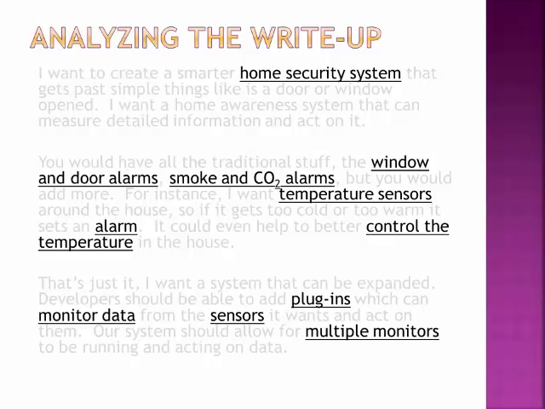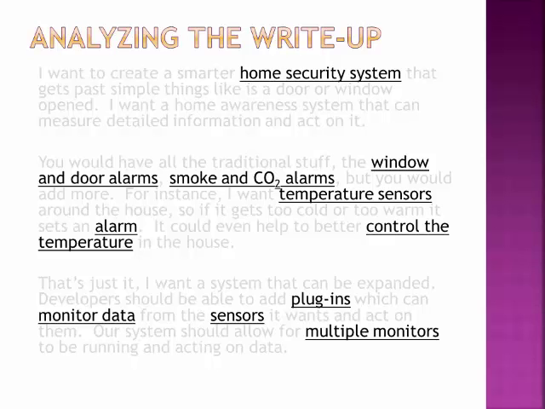You can see the system. What system? The home security system. Window and door and alarms. Smoke and CO2 alarms. Different types of alarms that are out there. Sensors. In this case, specifically a temperature sensor, and again, another alarm. We want to be able to control the temperature. That's an action we're going to be going off and take. You can see there's something about plugins and monitor data and sensors and multiple monitors. It's not everything that's inside there.